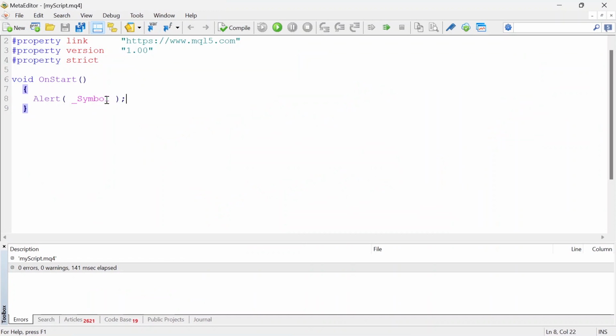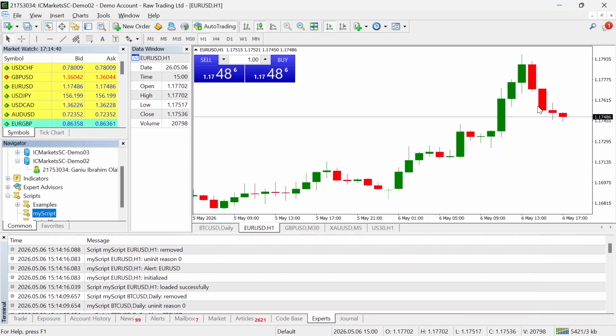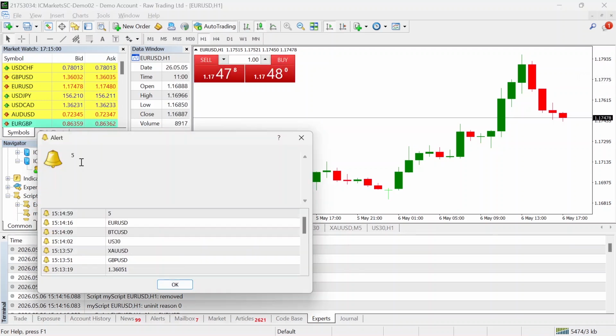We are not just limited to this. We can also get the digits, just like I showed you the other time, when we were talking about the specification. Let me save and I'll compile. Remember what the digit is: it is how many numbers are behind the decimal point of the price on the chart. For example, the number of values after the decimal point is 5. So when I launch this, we should expect 5, right?